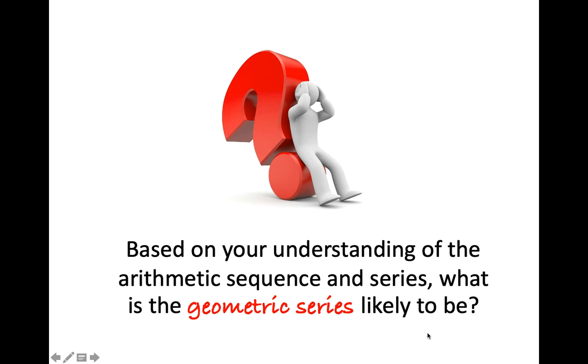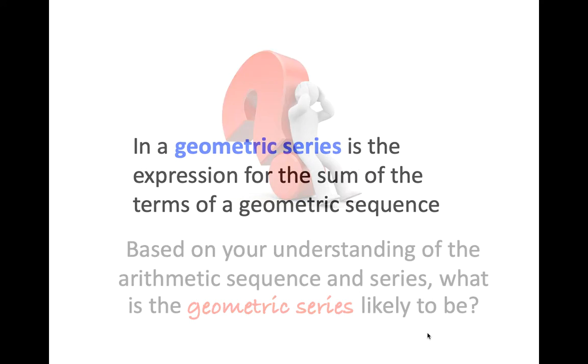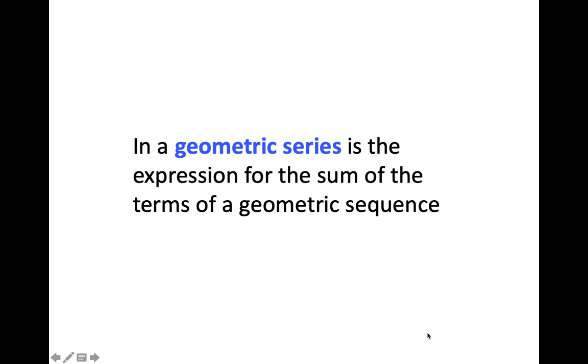And I think if you stop and think about it, you know that an arithmetic sequence is a pattern of numbers. This arithmetic series is when we take those numbers and add them together. And likewise, the geometric sequence is a special pattern. And when you take the numbers in the sequence and add them together, you're creating something called the geometric series. In a geometric series, it's the expression for the sum of the terms of a geometric sequence.